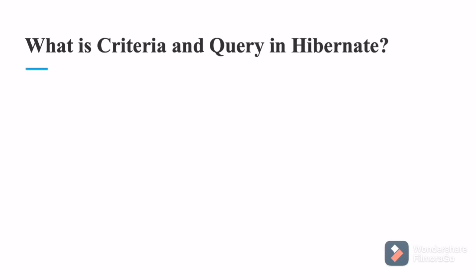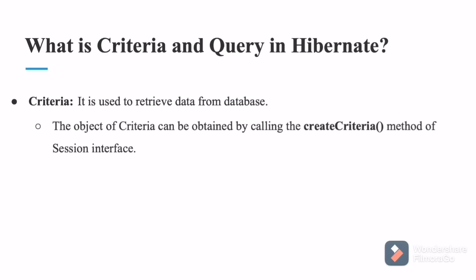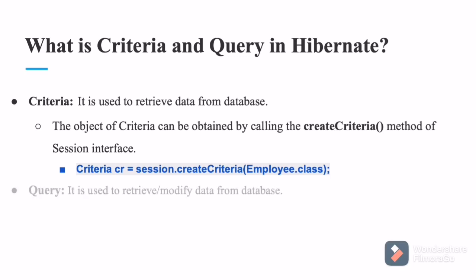What is criteria and query in Hibernate? Both of them are present in the session interface only. Criteria is used to retrieve data from the database. The object of criteria is created by calling the createCriteria method present in the session interface. So session.createCriteria, and inside this we pass the actual class for which we need to perform this operation. Then query is used to retrieve or modify the data from the database.